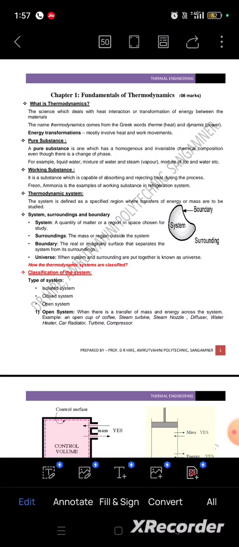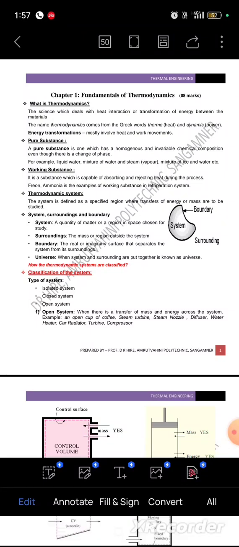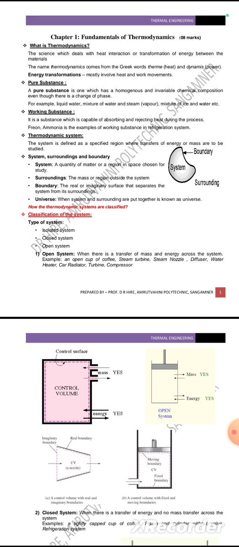So there are three types of systems: isolated system, closed system and open system. So let's see one by one. First we see the open system. Let's say a cup of coffee is placed on the table.